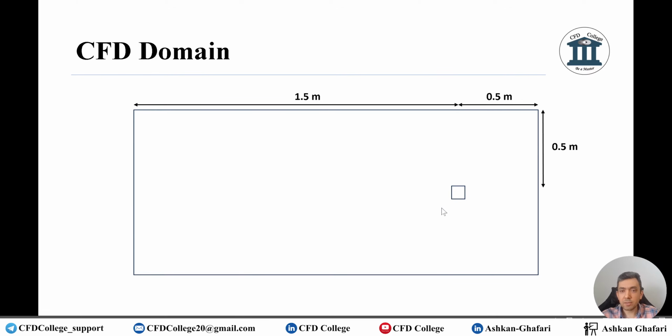So this is 4 centimeters. You can see the domain. 50 centimeters is the distance between the cylinder and the inlet. And the distance from the cylinder to the outlet is 1.5 meters. And the cylinder is at the middle of the domain, so 0.5 meters up to the top surface and 0.5 meters to the lower boundary. This is our CFD domain.